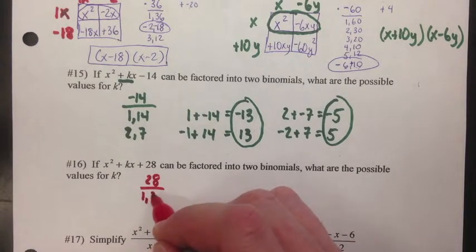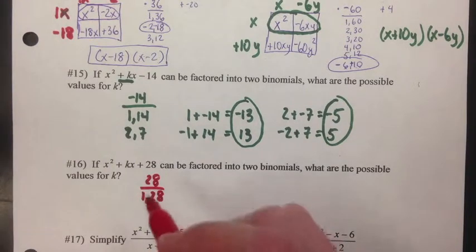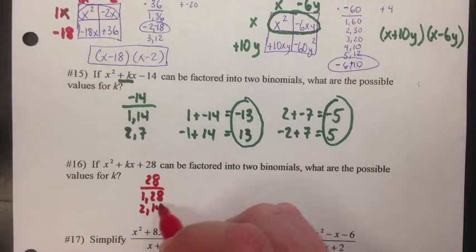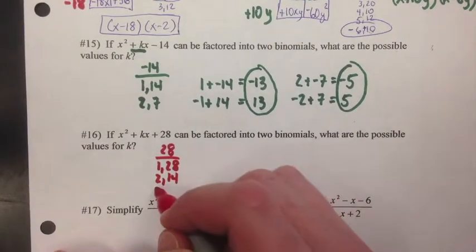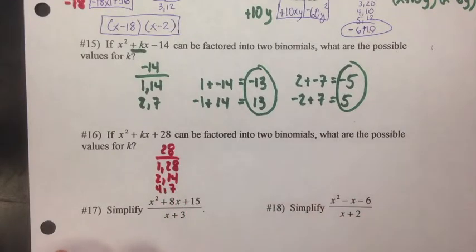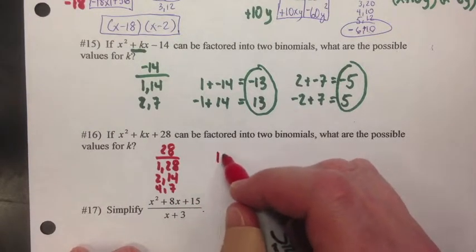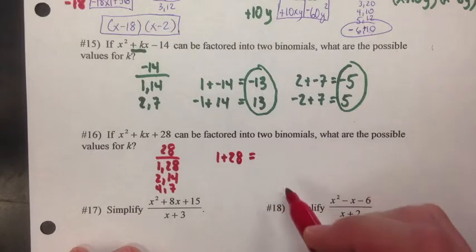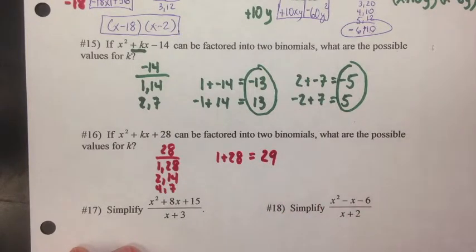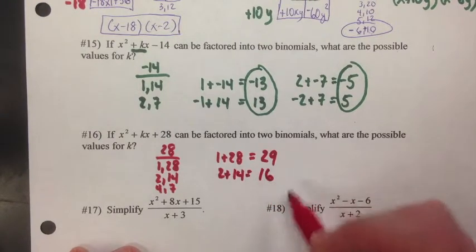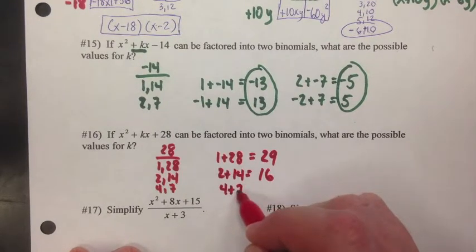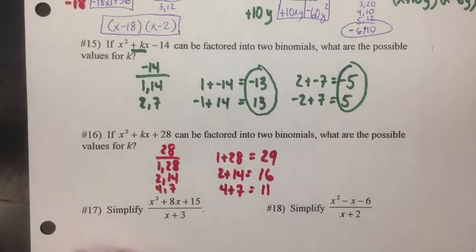What times what will give you 28? Well, 1 times 28, 2 times 14, and then also we have 4 times 7. So we have 3 different pairs. Now, what are the possible values for k? Well, if I add these, 1 plus 28, the middle number would have to be 29. If I add 2 plus 14, that's 16. And if I add 4 plus 7, we get 11.